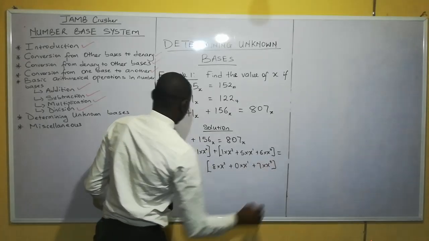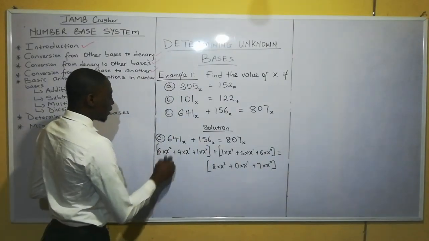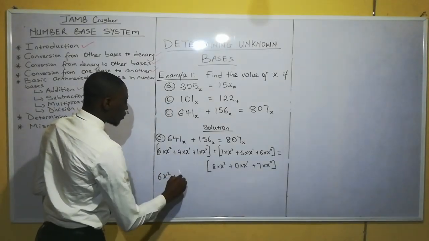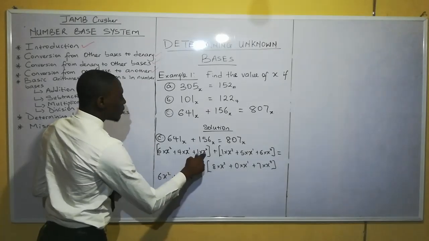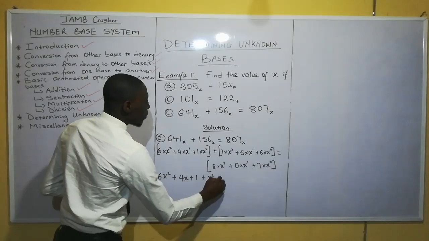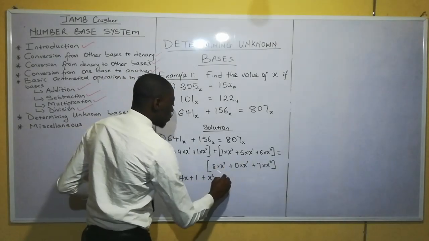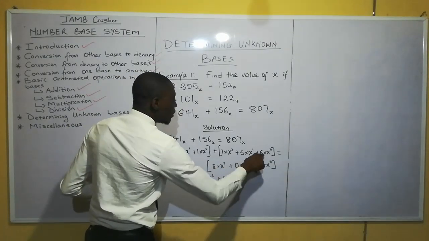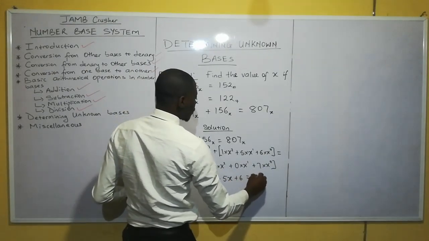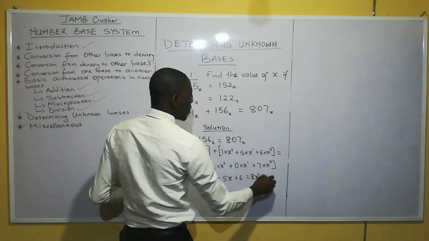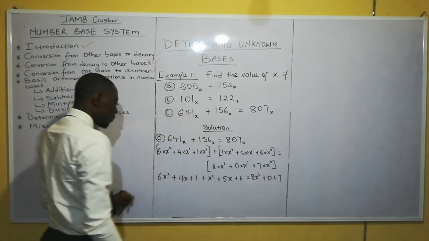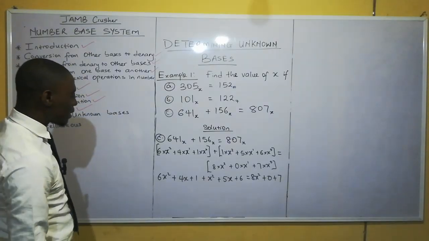So this 6 times x squared will give us 6x squared, plus 4 times x raised to power 1 is 4x, 1 times x raised to power 0 is 1. 1 times x squared is x squared plus 5 times x raised to power 1 is 5x plus 6 times x raised to power 0 is 6. 8 times x squared is 8x squared plus 0 multiplied by anything is 0 plus 7 times x raised to power 0 is 7. Okay, so let us add like terms together.